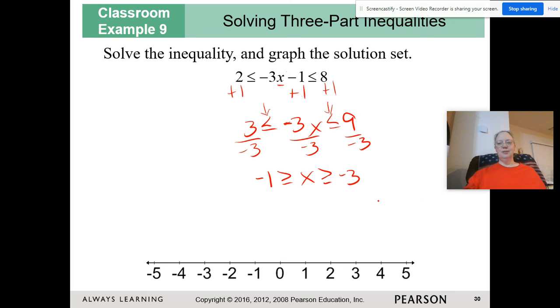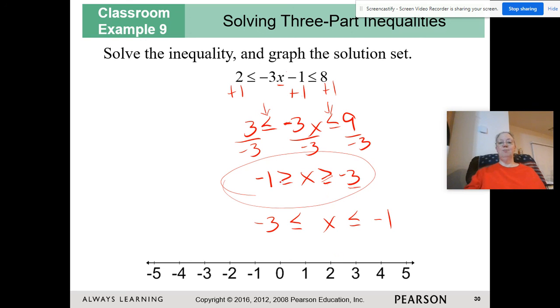Here's where it gets a little bit interesting. My smallest number has to be written on the left. I need to rewrite this 3-part inequality so that my smallest number, which is -3, is on the left side. So I've got to point towards the -3, and I've got to point towards the x. Yes, I reversed the symbol twice for 2 entirely different reasons.